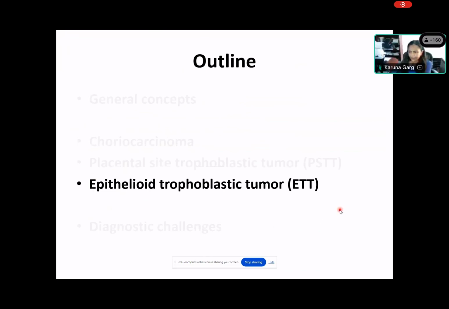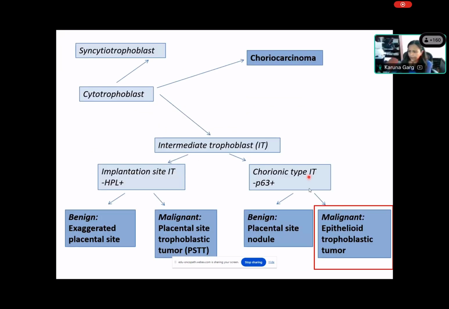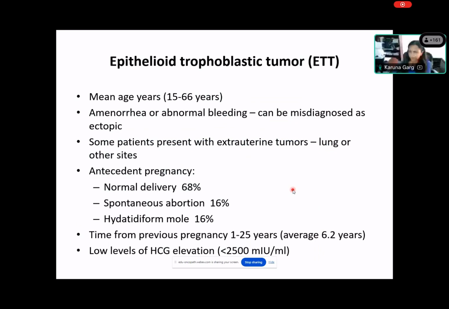Moving on to the next one, which is ETT, or epithelioid trophoblastic tumor. Again, these arise from your chorionic type intermediate trophoblast. So these are P63 positive. These patients will present with amenorrhea or abnormal bleeding. They can be misdiagnosed as ectopic. Some of these patients can actually present with extrauterine tumor in lung or other sites.